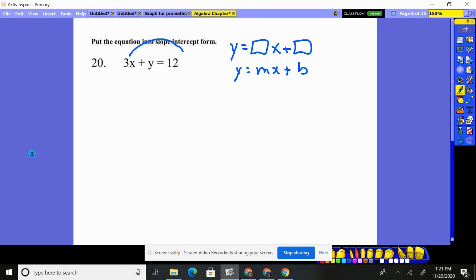So we need to move 3x over. The only way to move things across the equal sign is by subtracting them or adding them. Nothing else. So we're going to move it over by subtracting 3x. That moves it over. I get y equals negative 3x plus 12. Y-intercept of 12, slope of negative 3.